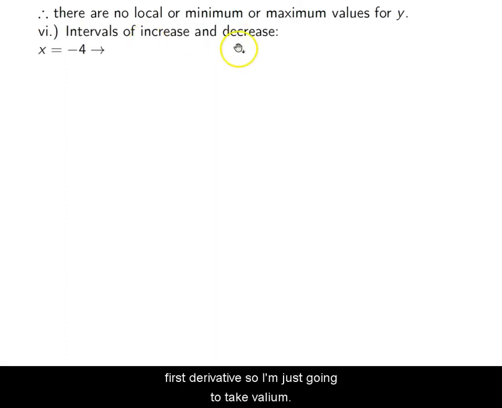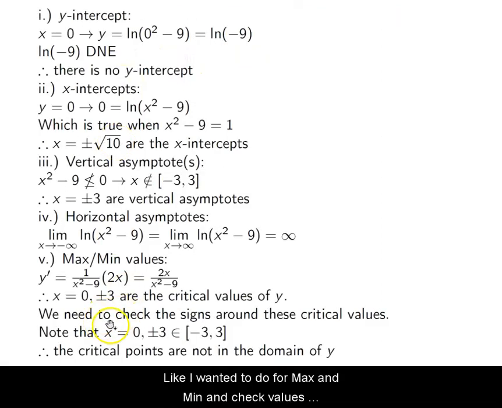Okay. So now I need intervals of increase and decrease. So I already have my first derivative. So I'm just going to take values like I wanted to do for max and min and check values around the critical values. But since I don't have those, I just need to look at this function, 2x over x squared minus 9, and I just need to figure out when is it positive and when is it negative, right? So that's what I need to do.